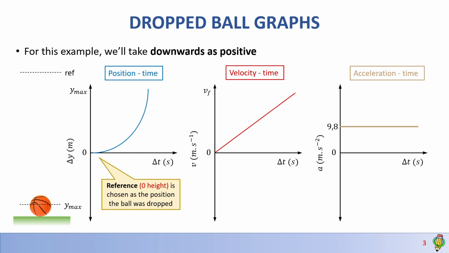The acceleration time graph will be 9.8 meters per second squared for the entire motion of the ball. Because we took downwards as positive, acceleration is going down and it has a constant value, so we have a straight line for any time. Let's look at the motion of the ball again and the graphs when they are drawn in real time.